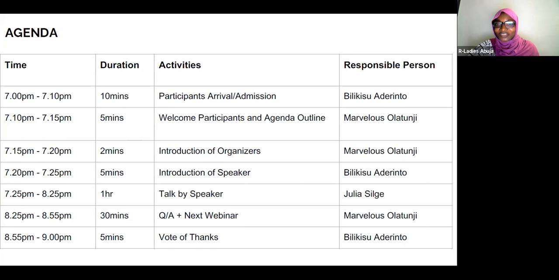So the next on the agenda will be introduction of the organizers, introduction of the speaker. Then we allow our speaker to take the floor. Then we have Q&A, then the vote of thanks.